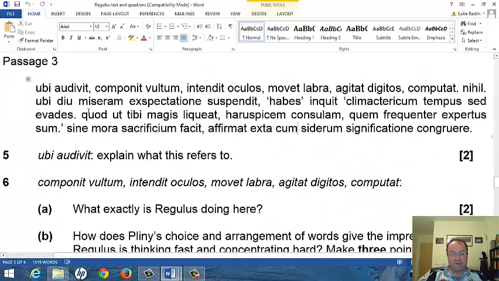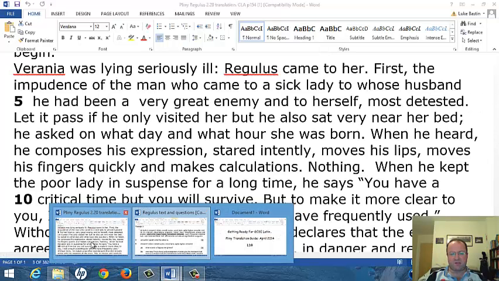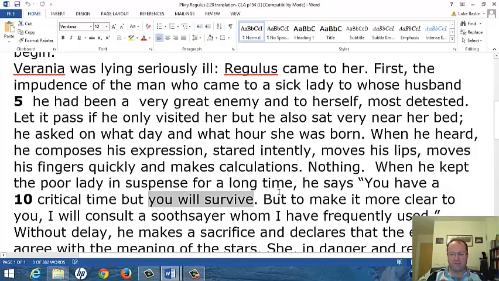Okay, right, that gets us down to here. Quod ut tibi magis liqueat haruspicem consulam, quem frequenter expertus sum. Okay, again, we need to explain this quod. Okay, that's the main thing.